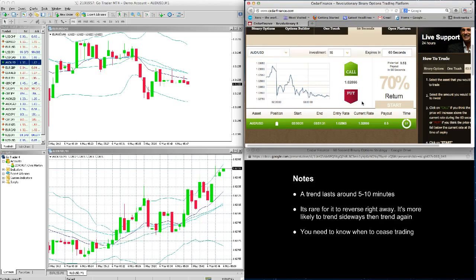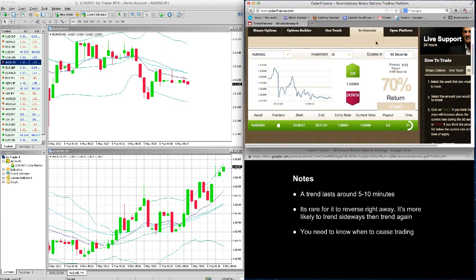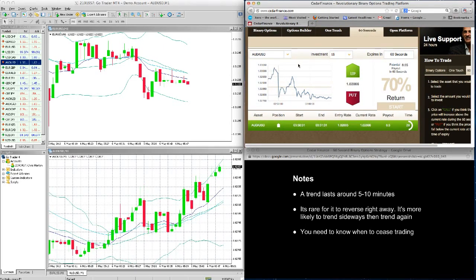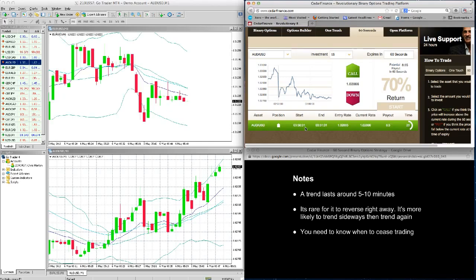So based on the result of our test trade, we'll apply our strategy. If it's a win, we'll continue trading. If it's a loss, we'll just hold to see if the trend is just a small pullback or it's actually going to continue in an upwards direction. So you can see here on Cedar Finance, I'm on the 60-second platform as I mentioned. It has the green color chart here showing that it's a winning trade. If I was losing, this would be red.